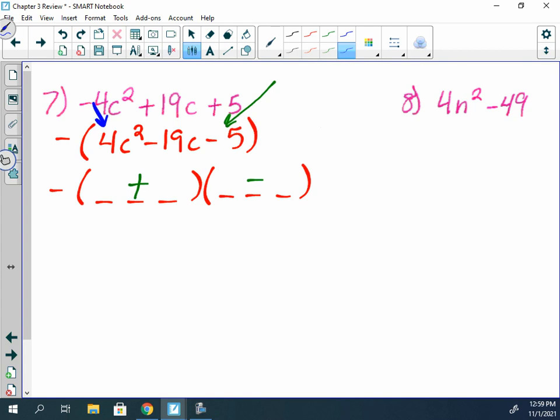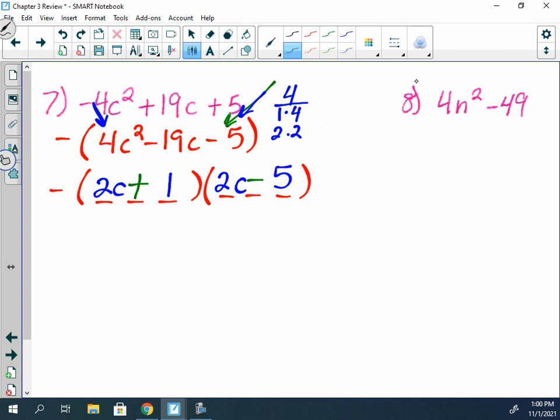Now at this point here, we want to find the factors of the first and third term. Now we will have c and c. Now the factors of 4 are 1 and 4, or 2 and 2. Which one do we want to try first? 2 and 2. Now the factors of 5 are 1 and 5, because there's only one set of factors for 5.